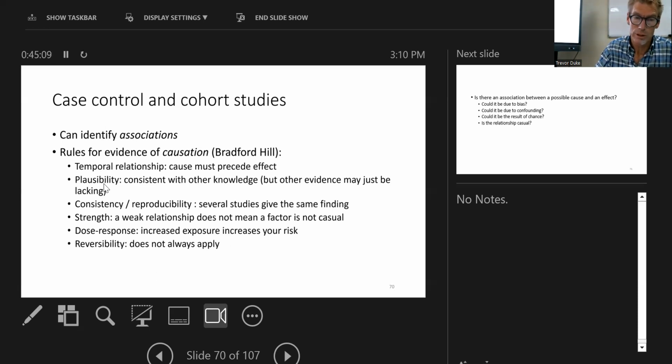So these things: temporal relationship, biological plausibility, consistency and reproducibility, the strength, the dose response, and reversibility. They're the rules for the evidence of causation. I think it's good to know these because you can use them whenever we see a phenomenon that we think, this caused this. Then you can think to yourself, well, does it have those rules? Often we jump to conclusions when we don't apply these sorts of rules, right? Okay.